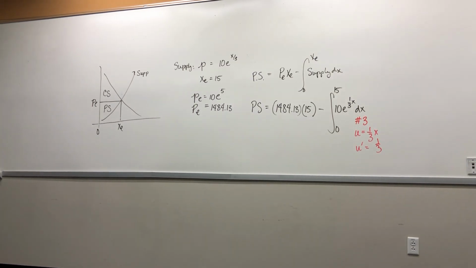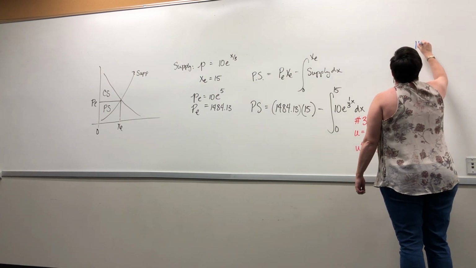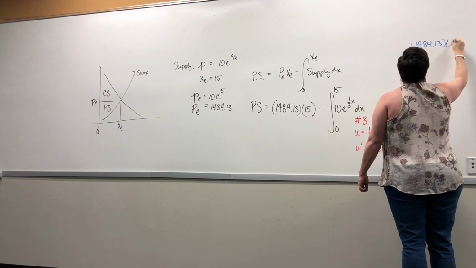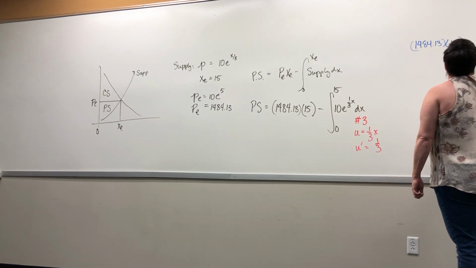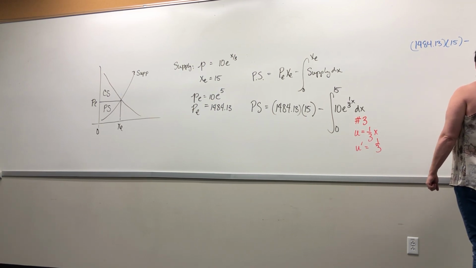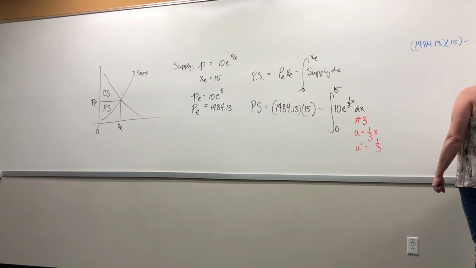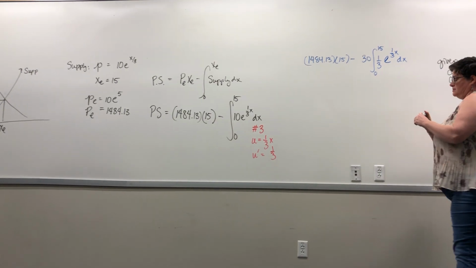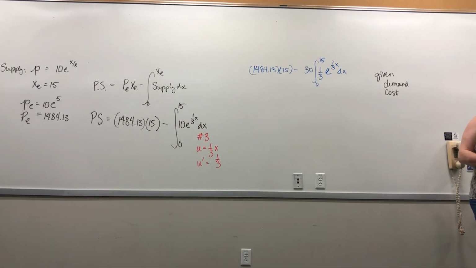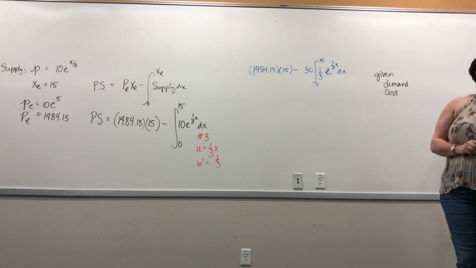So do the next phase of this in blue. So now we have 1484.13 times 15 minus 30, and I'll pause so that you guys can go, what the heck is that? 30 times the integral of e to the 1/3 x with respect to x from 0 to 15. So I'll let you guys figure out what I did there. Come on, Ryan, you can do it. What did I multiply and divide by?